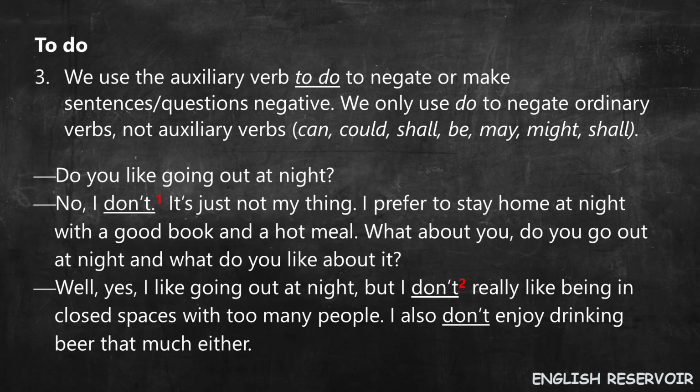To do. Number 3. We use the auxiliary verb to do to negate or make sentences or questions negative. We only use do to negate ordinary verbs, not auxiliary verbs. For example, can, could, shall, be, may, might are all auxiliary verbs and modal auxiliary verbs.